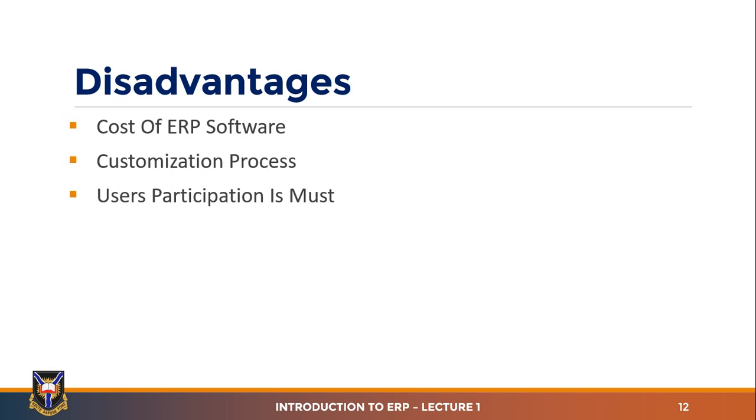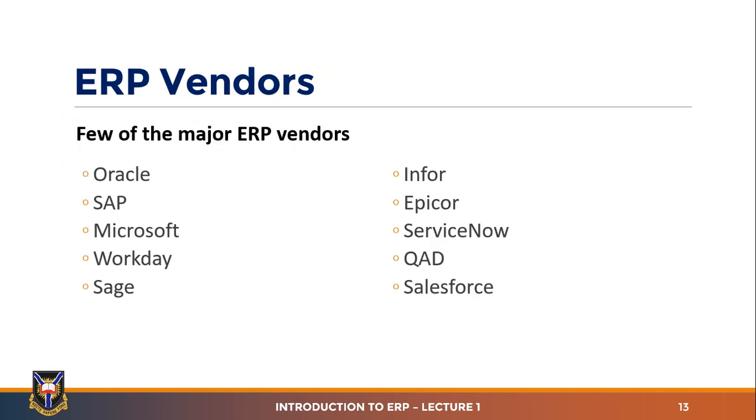So if the user is not effectively participating or entering the right amount of information into the ERP system, then it puts the whole system into jeopardy, because the core mission to have the automated business process won't be achieved. So we have the popular ERP vendors, which include Oracle, SAP, Microsoft, that is Dynamics 365. We have Workday, Sage, Infor, Epicor, ServiceNow, Quad, and Salesforce. Salesforce, they are very popular when it comes to the aspect of CRM.